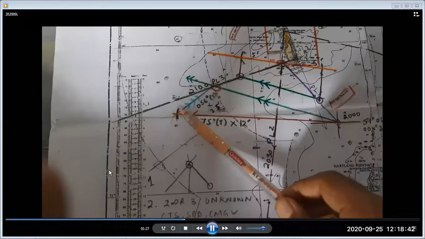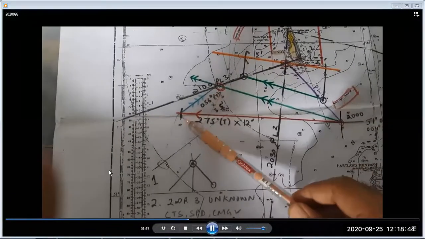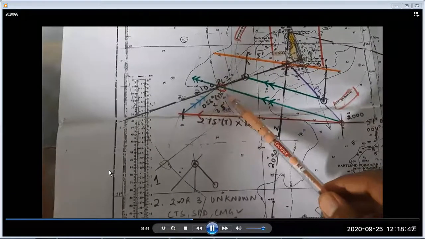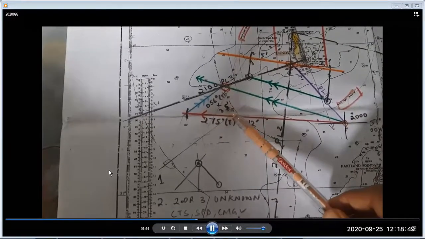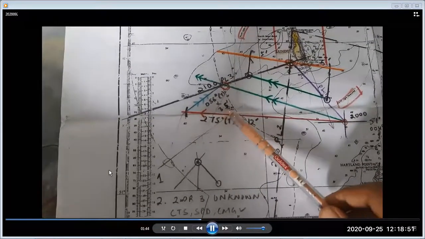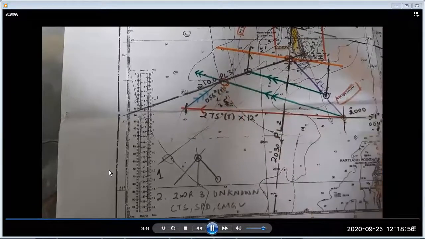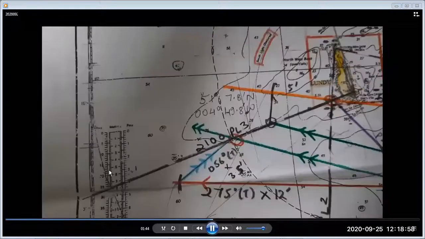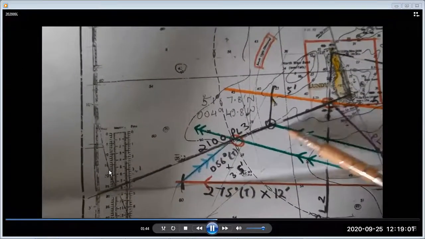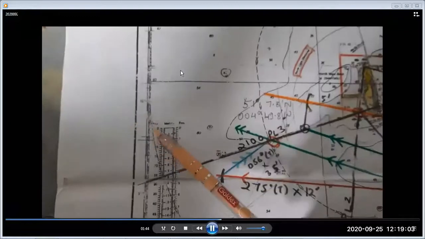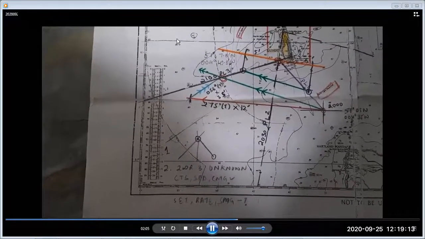So from here to here we joined this set and we measured 056 degrees true at 3.5 knots. This is our set and rate. We found out the 2100 position, and that is what is asked in the question. So this is our 2100 position. You can measure, it's 51 degrees 7.8 minutes north and 004 degrees 49.8 minutes west.